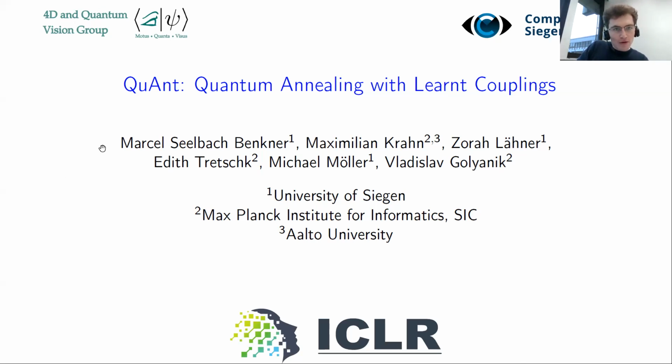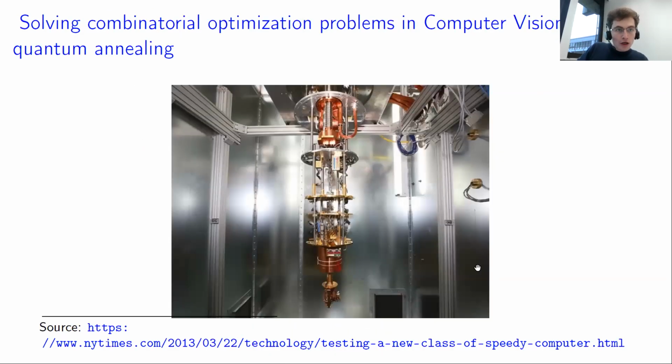We present our paper Quantum Annealing with Learned Couplings, which was recently accepted at ICLR. This is joint work between the University of Siegen and the Max Planck Institute for Informatics. In general, what we are interested in is solving combinatorial optimization problems that arise in computer vision with quantum annealing. Here on this first slide, there's a picture of a quantum annealer from the D-Wave company.